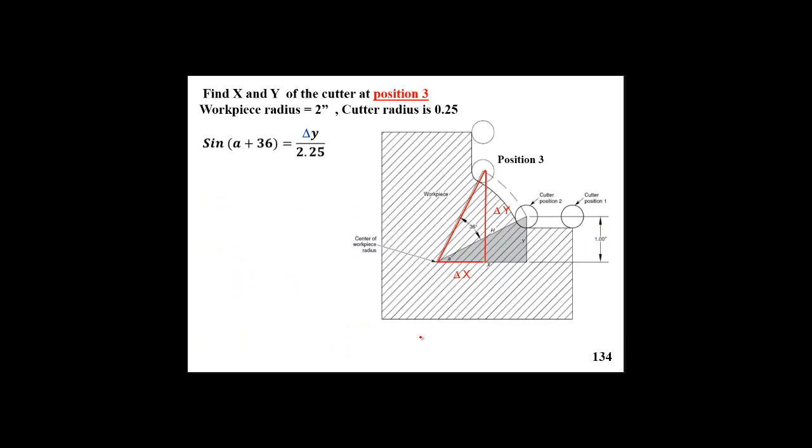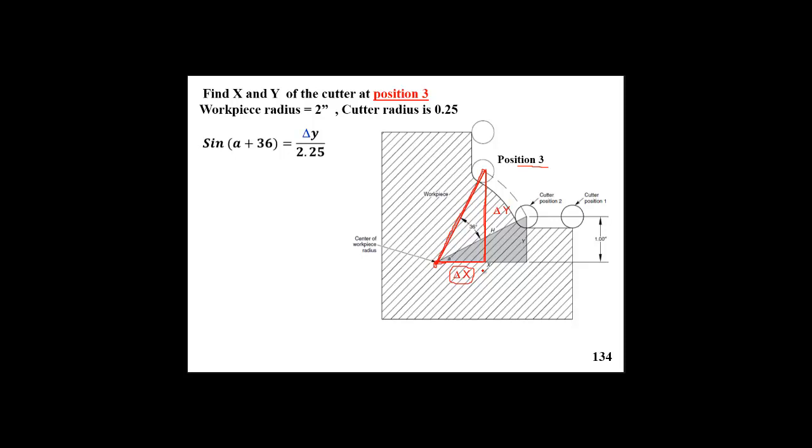What about position number 3? We solved for position number 2. Now, what about position number 3? It is very similar. The connection between the cutter location and the center of curvature, we know that length. And we create that right angle triangle. Why do we create that triangle? Because the two sides of that triangle represent the shift in the x direction, which is dx, and the shift in the y direction, which is dy.